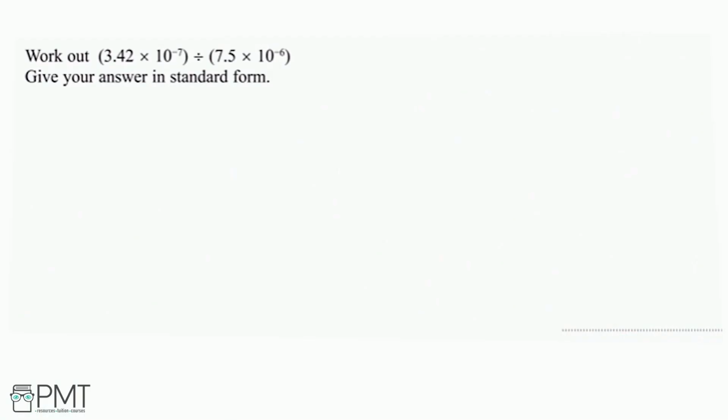So we need to work out 3.42 multiplied by 10 to the power minus 7 divided by 7.5 multiplied by 10 to the power minus 6, giving our answer in standard form. Well, we can see that these numbers are both in standard form already. So we've got a couple of options for this. We can either convert these numbers out of standard form, do the division, and then put them back into standard form. Or we could keep it all in standard form the whole time. And that's what I'm going to do for this example here.